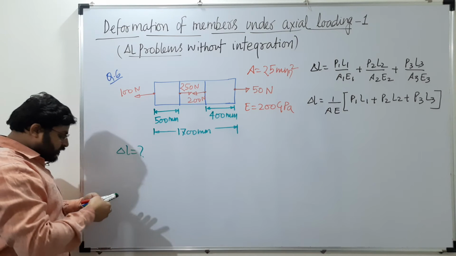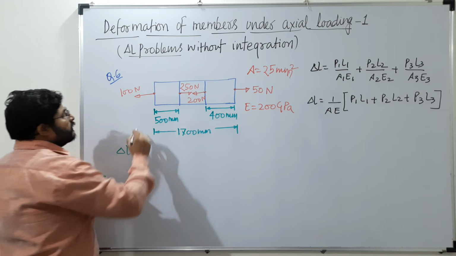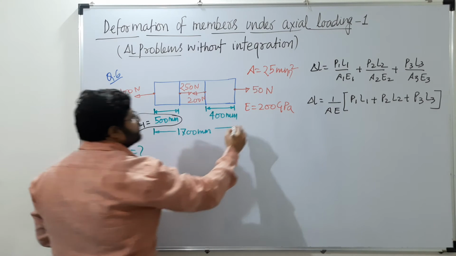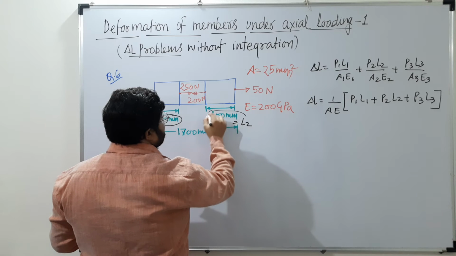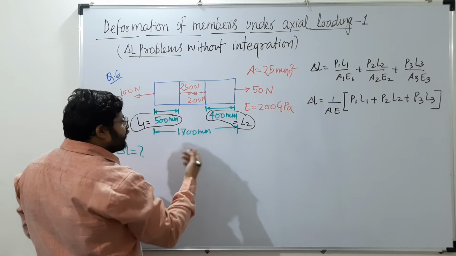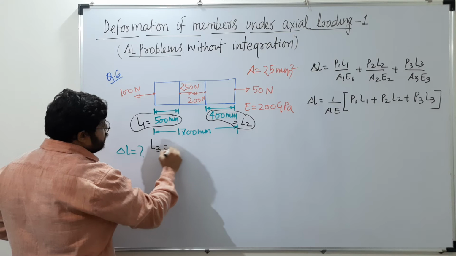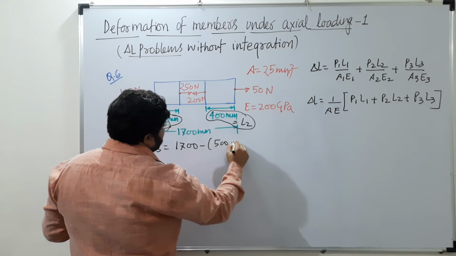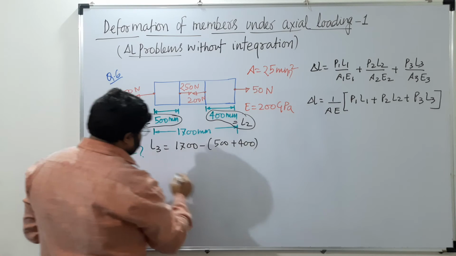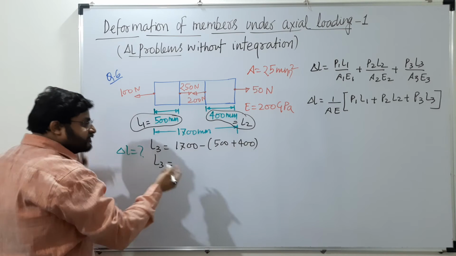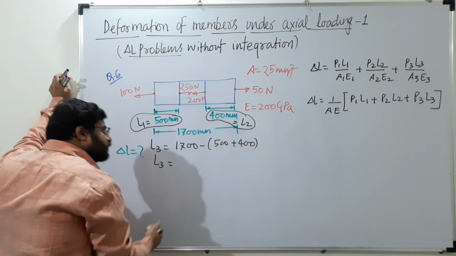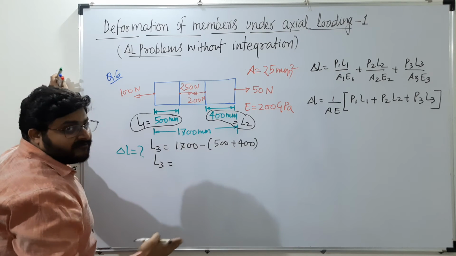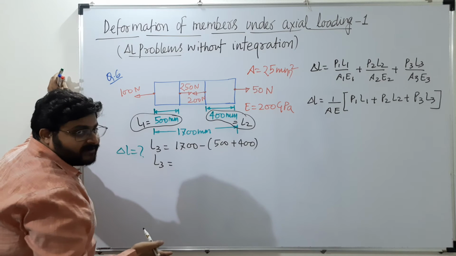So now we will focus one by one. What is L1? Simply L1 is given as this 500 millimeter. What is L2? L2 is also given as this 400 millimeter. Now what is L3? The L3 value can be given as 1700 minus 500 plus 400. So L3 can be given as how much it will be? So 1700 minus 900. How much will it be?